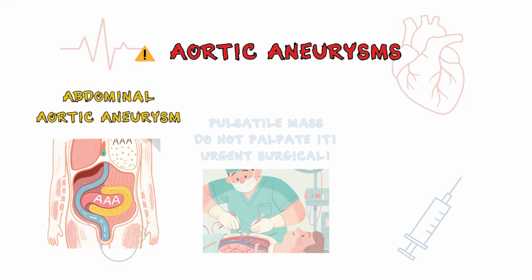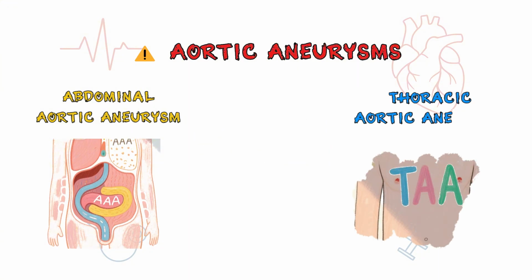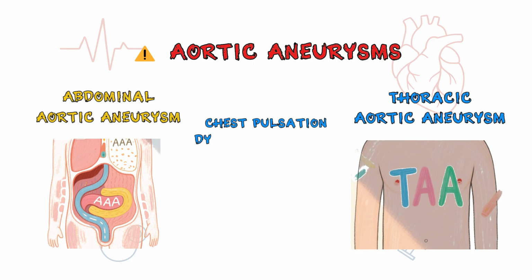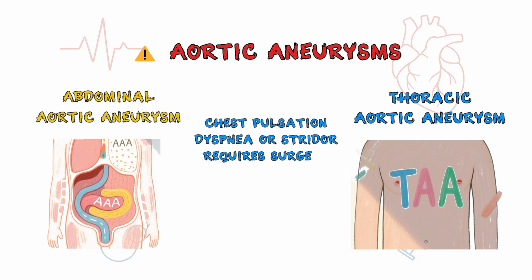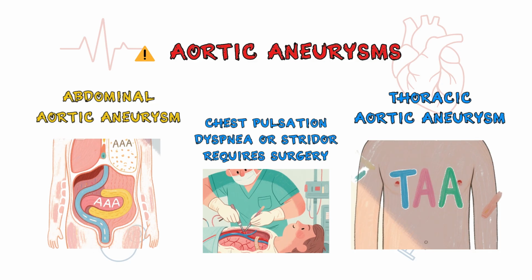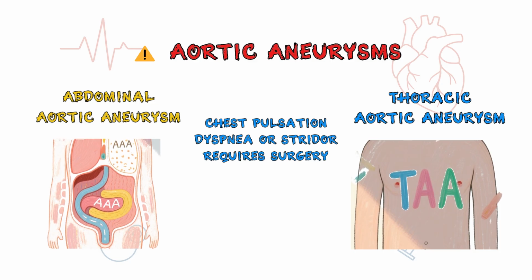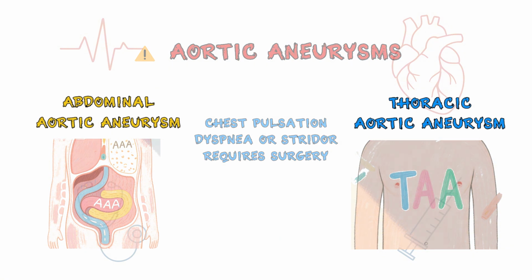And second, thoracic aortic aneurysm. Now we're talking about pulsation in the chest. This can compress the trachea, which can cause dyspnea or stridor, and this also requires surgery. Thoracic aortic aneurysm is often associated with hypertension and Marfan syndrome.